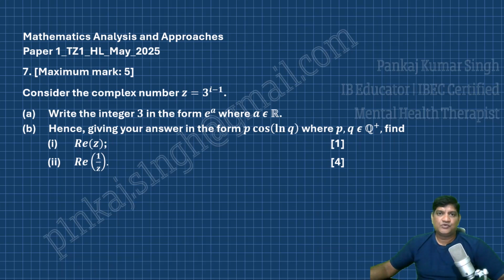Mathematics, Analysis and Approaches, Paper 1, Time Zone 1, HL, May 2025. This is question number 7 of 5 marks. We are given a complex number z, which is 3 to the power of i minus 1. We want to write 3 in the form of e to the power of a, and then also find the real part of z and the real part of 1 over z. We want this to be written in the form of p cos ln q.